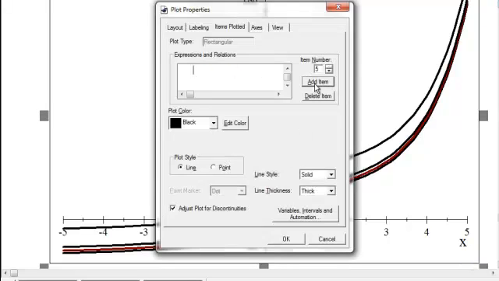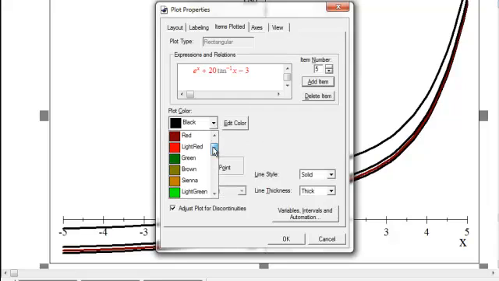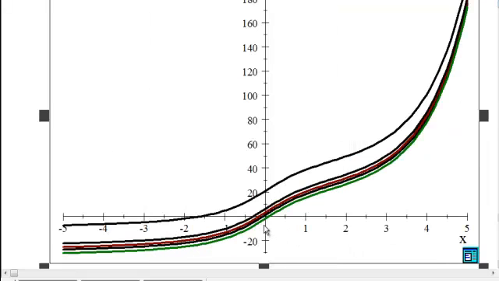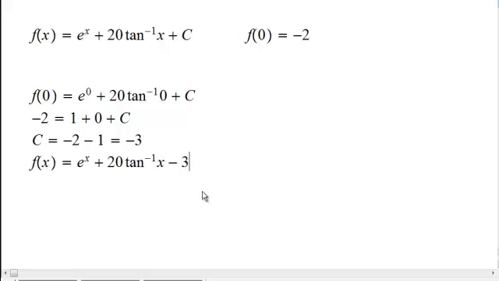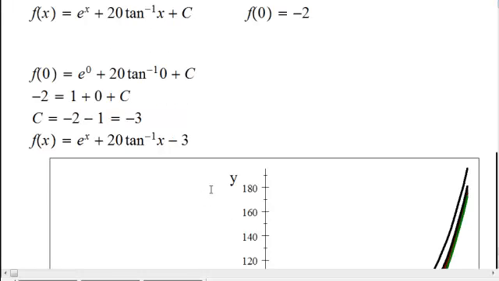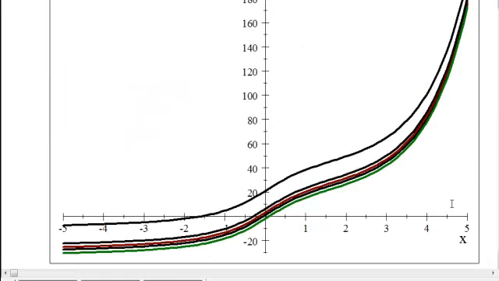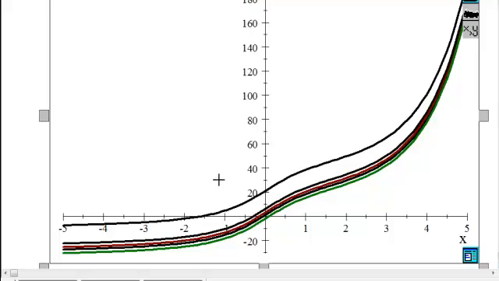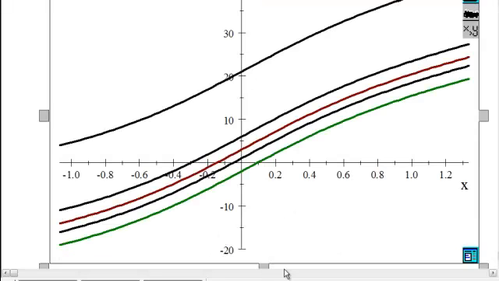Add item. Okay, so let me change the color. Let me make the color green here, just to make sure that we see the solution. It does go through negative 2, or I can zoom in and see if it's really doing that. So what is our solution? The solution that he wanted is the green one, right? Everybody clear?